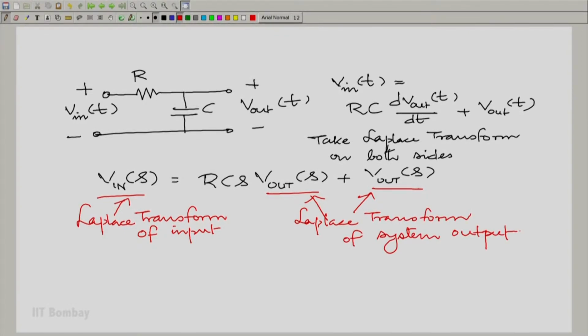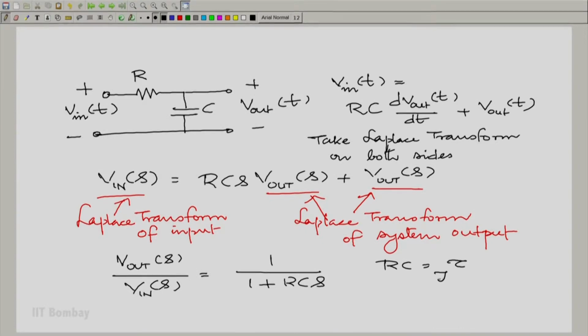And we have a system here. The system is the RC circuit. And we can now write down the ratio V out S by V in S, which is 1 by 1 plus RCS. Let us put RC equal to the time constant tau. So, we get 1 by 1 plus tau S. This is the system function of this system. Simple example of system function.